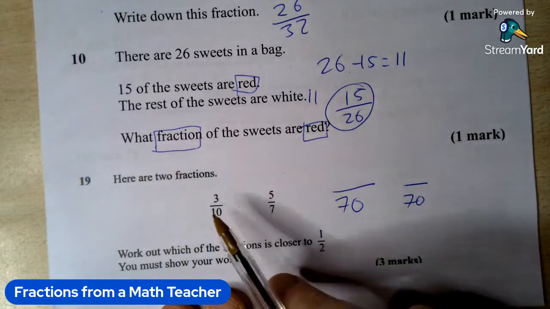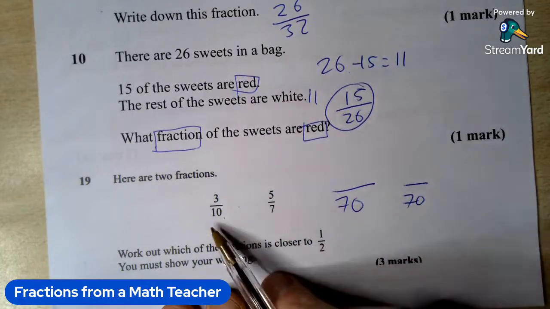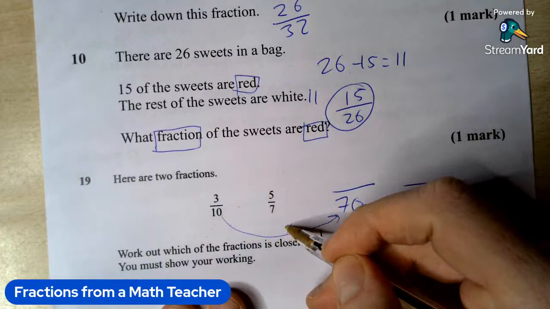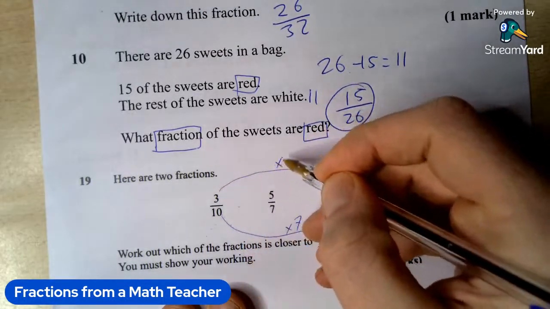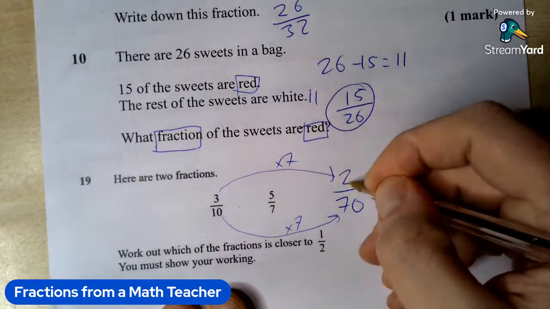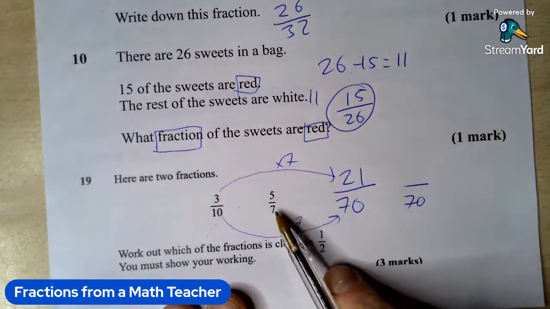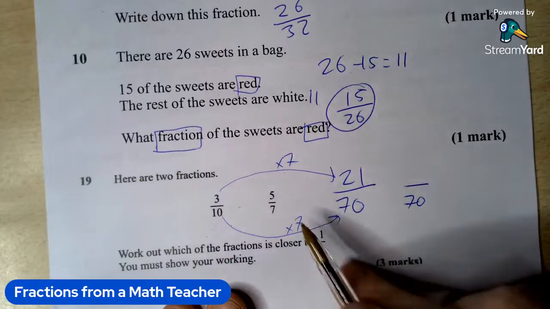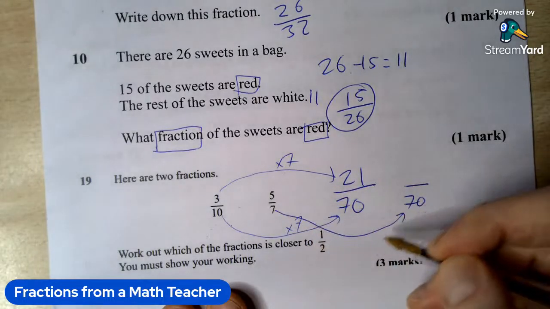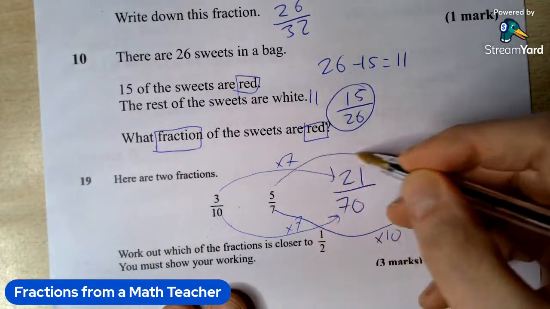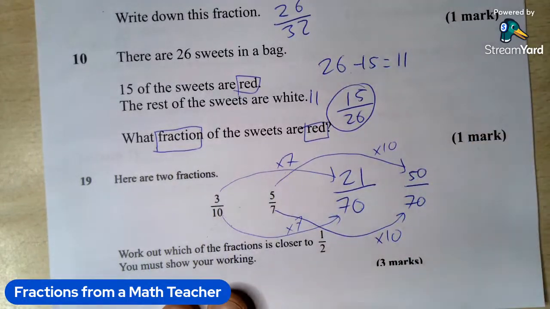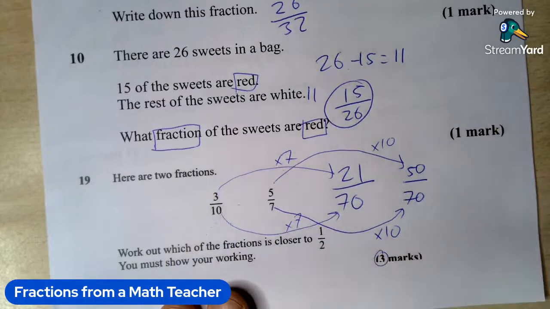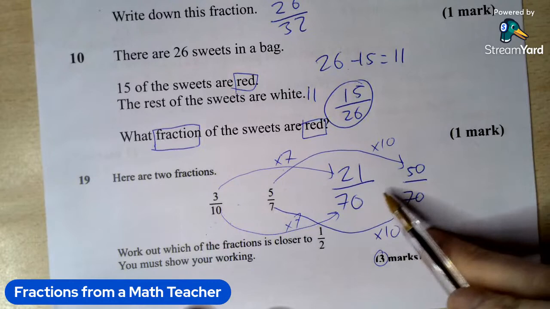So then I'm going to convert this into this and create an equivalent fraction. So 10 multiplied by 7 is 70. So that means you have to do 3 multiplied by 7, and that gets me 21. Now, how many 7s are in 70? That's 10. So that would be multiplied by 10. So you have to do 5 multiplied by 10, which is 50. Now, bear in mind, this is 3 marks, this question. So you are expected to do a bit of working out. So this will get you a mark already.